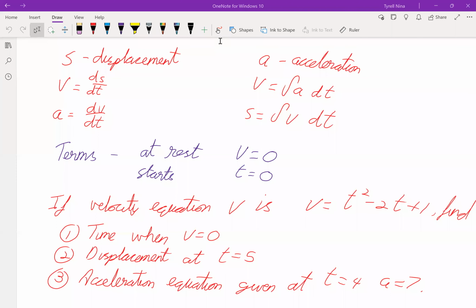No, I want the actual displacement at t equals 5. So you'll find the equation and then you will put t equals 5.